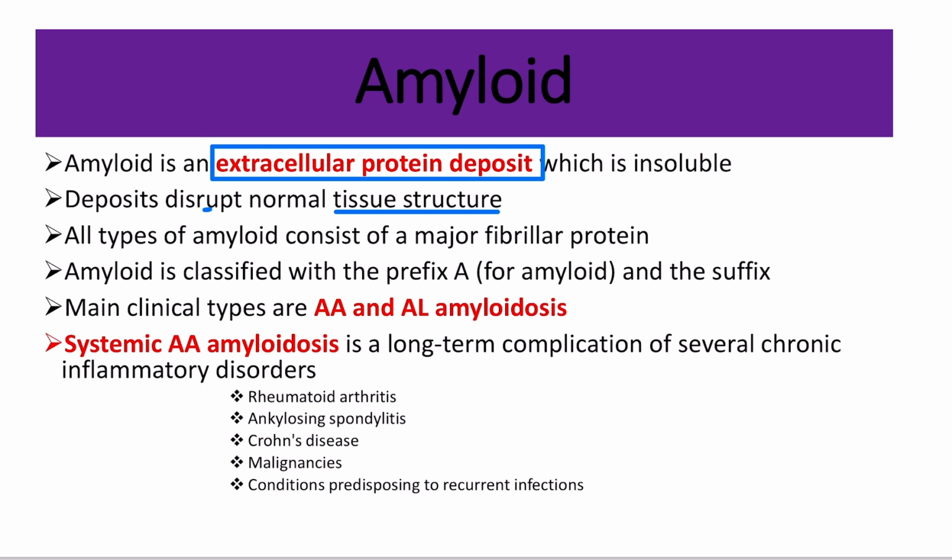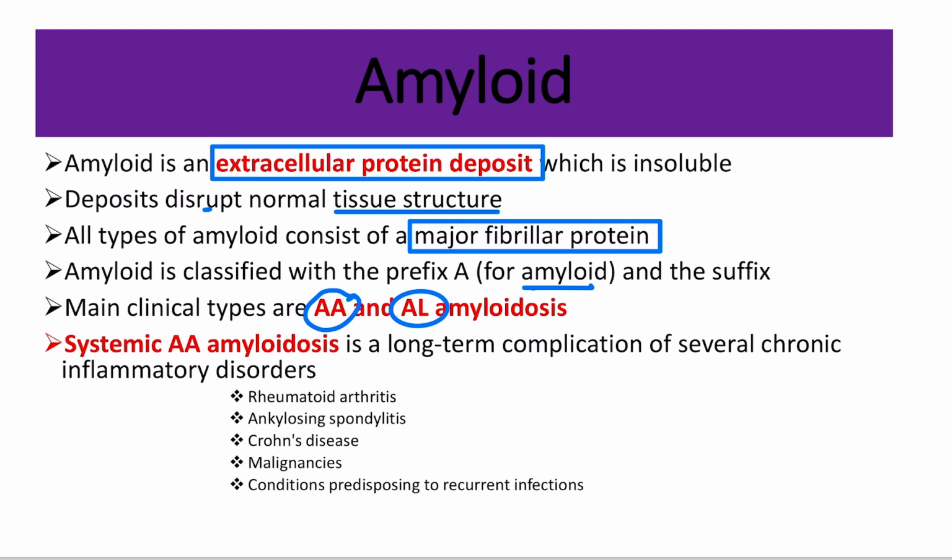Despite disrupting normal tissue structure, this amyloid is different from the normal protein structure, and all types of the amyloid consist of major fibrillar protein. So this point is very important, that amyloids are formed by the major fibrillar protein. Amyloid is classified with a prefix A, which is the amyloid, and a suffix. The clinical types of the amyloid are the AA and AL amyloidosis. So these two important types, one is the AA, another one is the AL amyloidosis.